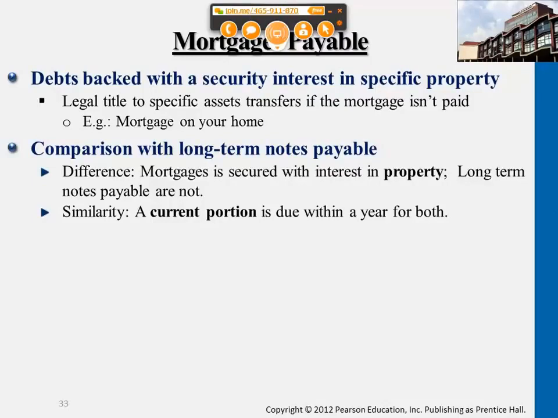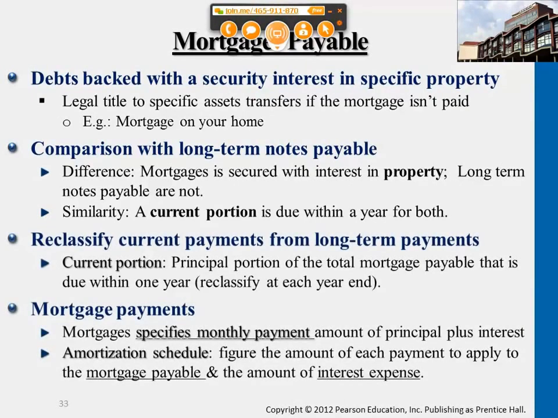Okay, so if we compare this to long-term notes, again, mortgages are backed up by property. Long-term notes payable don't have this characteristic. They do have similarities in the sense of the current portion. So for mortgages, whenever we sign it, we also estimate what part will be paid off in the following year, and we reclassify a part of mortgage payable into current portion of mortgage payable. This relationship is similar to long-term notes payable. They reclassify the part that will be due next year.